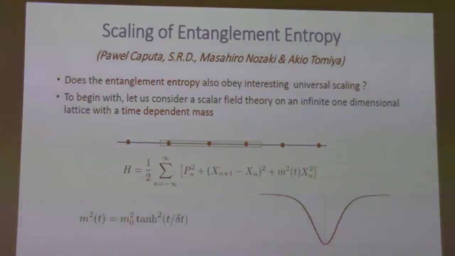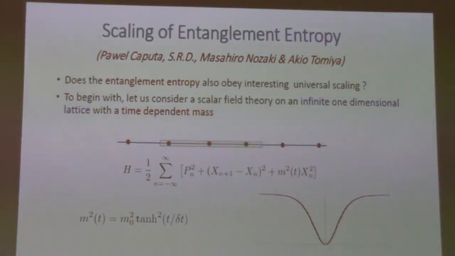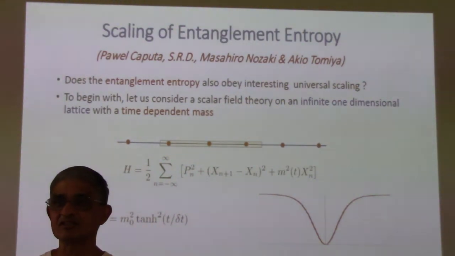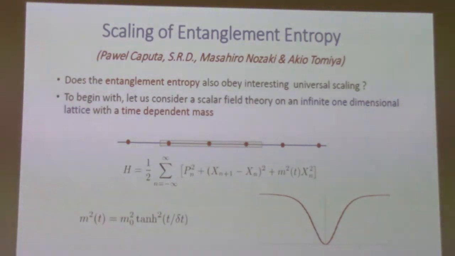In order to understand the nature of the final quantum state, one of the quantities which is interesting is the entanglement entropy. And that's also something we computed in a class of models. What we found is that the entanglement entropy at early times also has interesting, universal scaling behavior. That's something which is new. We are in the process of trying to understand this in generic quantum field theories, using conformal perturbation theory, but that's all in progress.